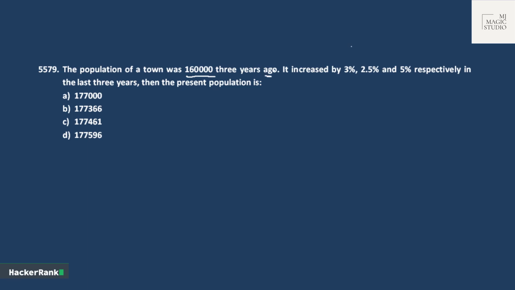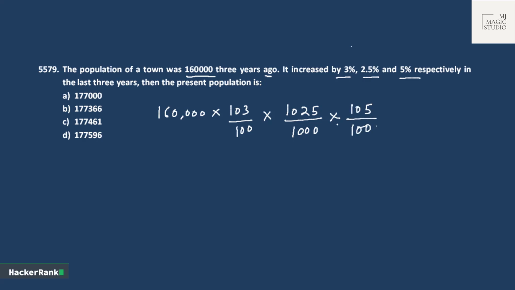The population of the town was 1,60,000 three years ago. It increased by 3%, then 2.5% and 5% respectively in the last 3 years. Then the present population is 1,60,000. It increases by 3%, that means multiply by 103 by 100. Increases by 2.5%, 102.5 by 100, that would be 1025 by 1000. And then again by 5%, it would be 105 by 100.